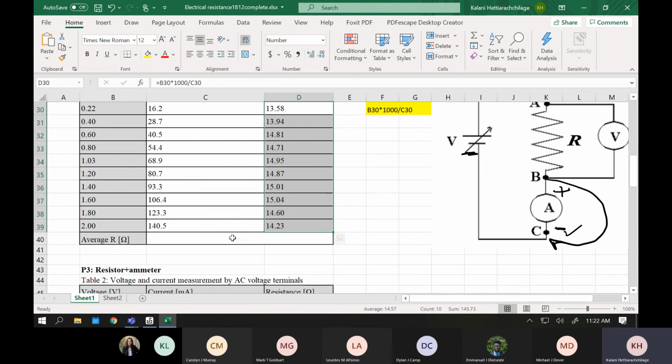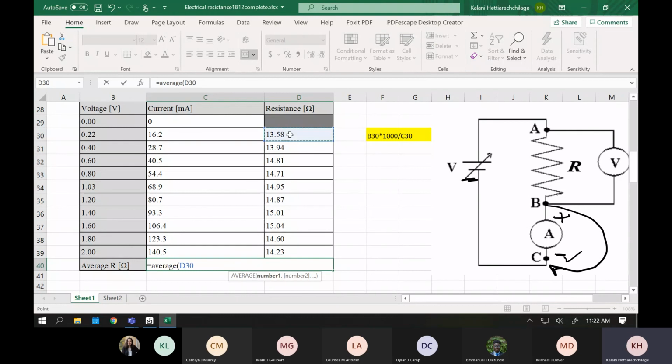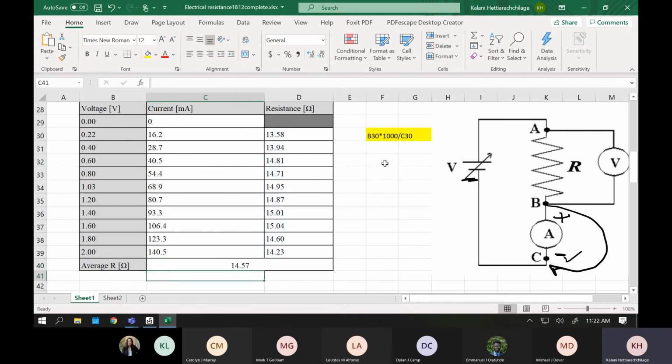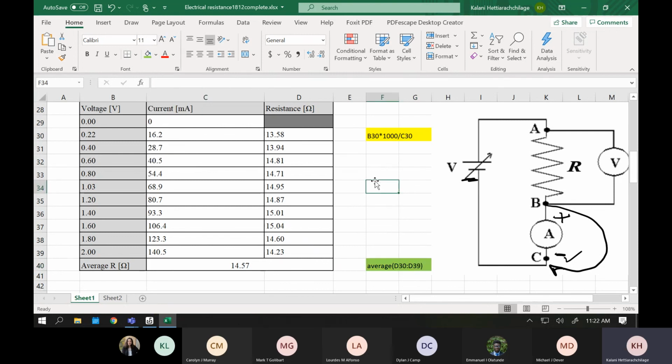Okay. And now we're going to find the average here. We know we can use the average function. You type average and open parenthesis, and then select the range you need to average, from here to there. That will calculate the average. That's exactly what you need to copy into your Excel.